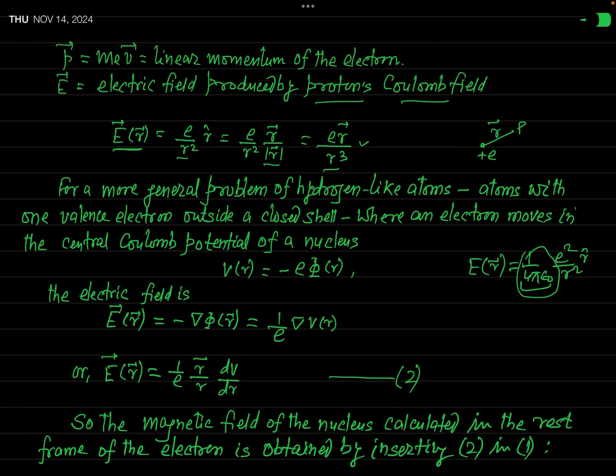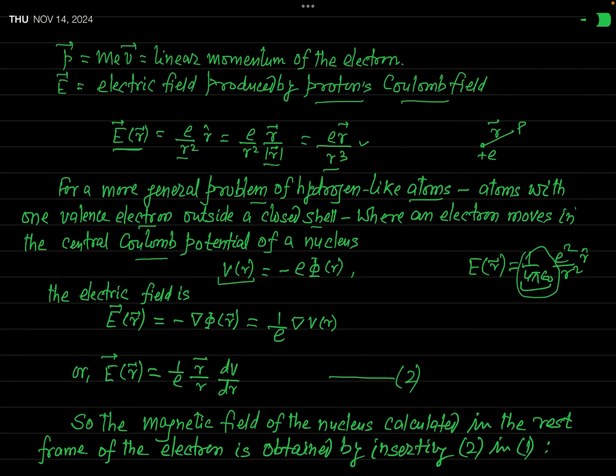Now, if you are talking about the more general problem of hydrogen-like atoms, as I have told you, that is, atoms with one valence electron outside a closed shell, where an electron moves in the central Coulomb potential of a nucleus. Okay? Then the potential energy, this V of R, is what? This is the potential energy of this system.